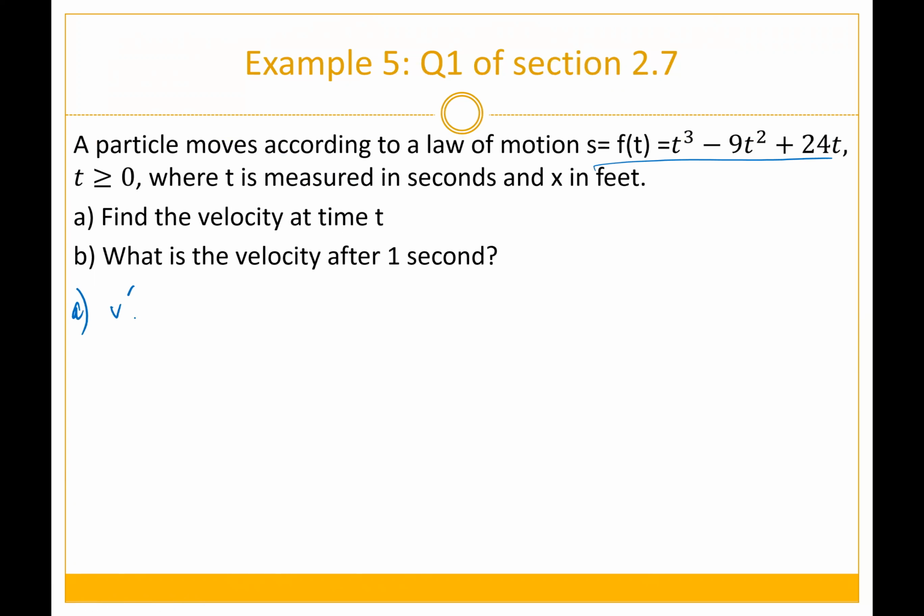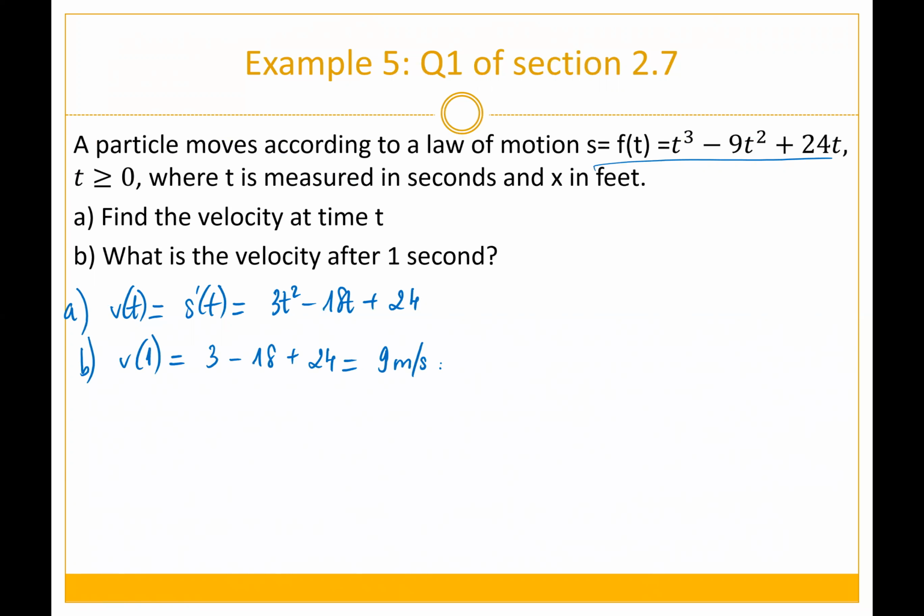Again, velocity is the first derivative of s, so it's going to be 3t squared minus 18t plus 24. Now part B is asking, what is the velocity after 1 second? So you just plug in t equals 1: 3 minus 18 plus 24, which is 27 minus 18, which is 9 meters per second. Feet per second, because this is s, not x. Dang, shame, this is s. Okay.